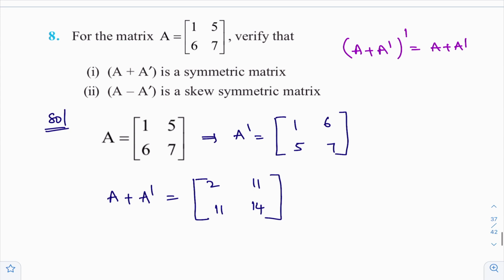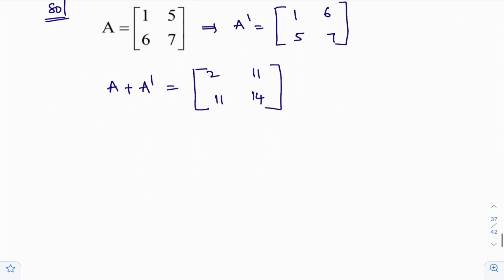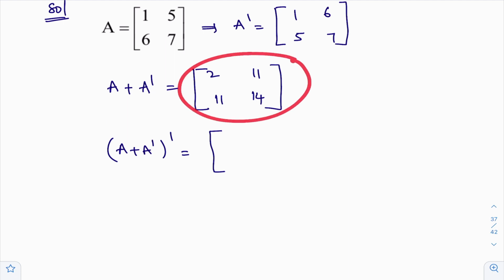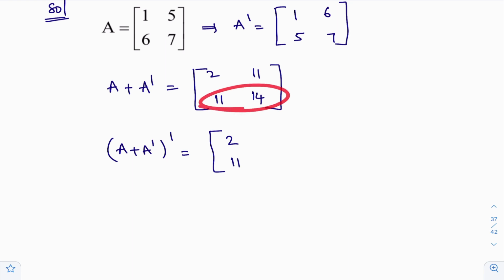Now I want to check this one, so I'll calculate A plus A dash whole dash. Okay, now how to calculate A plus A dash whole dash? It means transpose of this matrix. How to write transpose of this matrix? Very simple. You take the first row, write it as a first column, 2, 11. Okay, now second row, write it as a second column. Right, now you got A plus A dash whole dash.